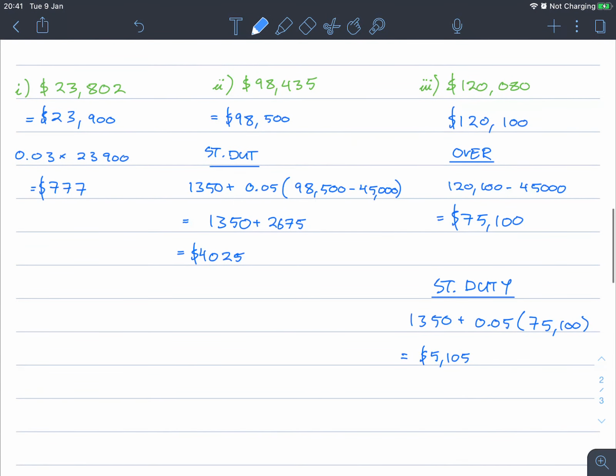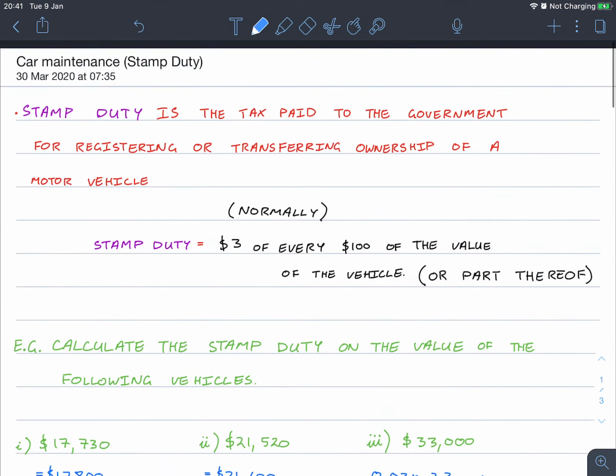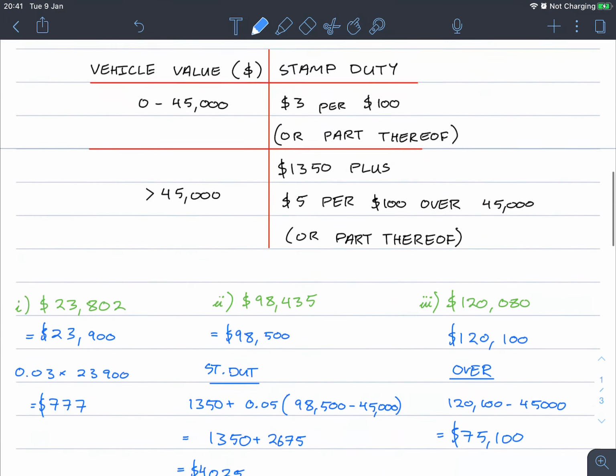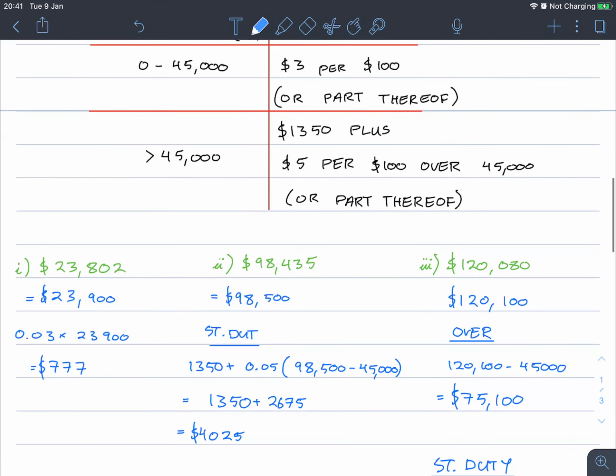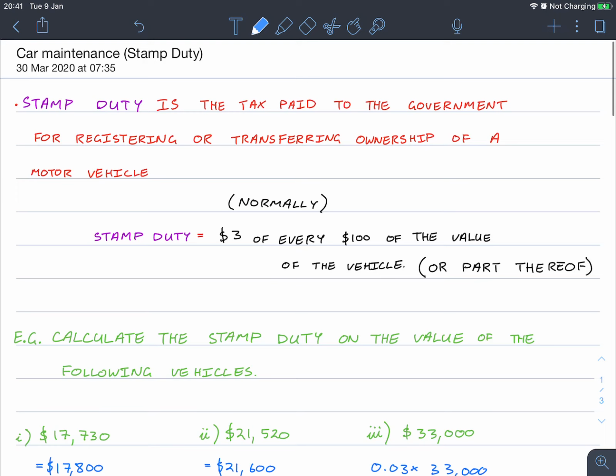So I hope that gave you an insight into calculating stamp duty, the regular kind, as well as that of different values exceeding $45,000.